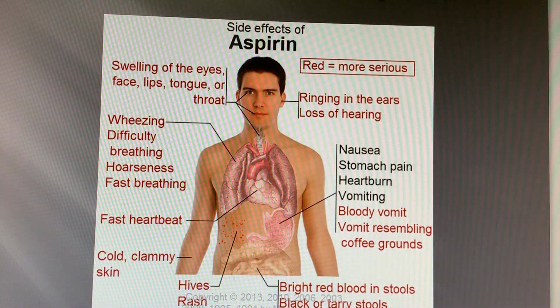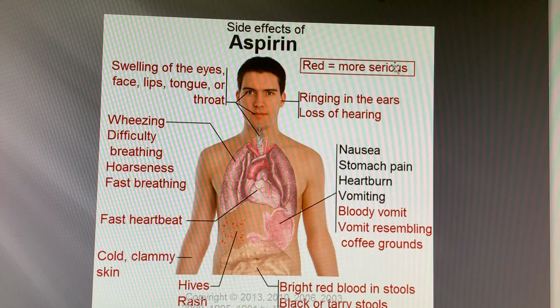This is a really good picture, I think, of the different side effects of aspirin. You can see very common side effects: nausea, stomach pain, heartburn, and vomiting from taking too much aspirin. And the side effects in the red are really more adverse effects. They can cause swelling of the oral mucous membranes. Eventually, a person can have difficulty breathing. They can break out in hives or a rash, and all of those things indicate the possibility of an allergic reaction that could lead to an anaphylactic reaction. And in extreme cases, they can cause GI bleeding.